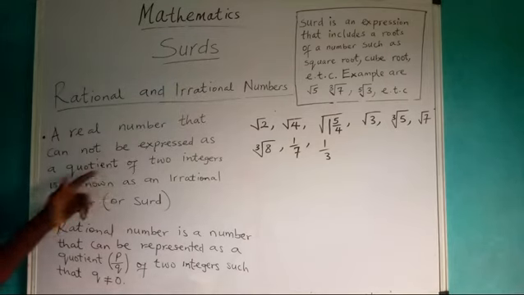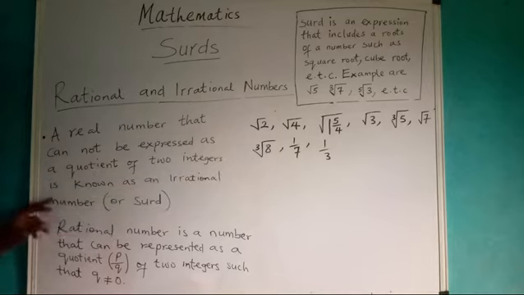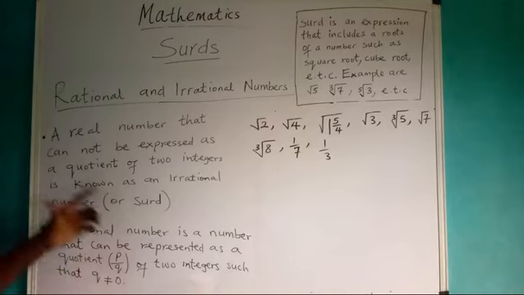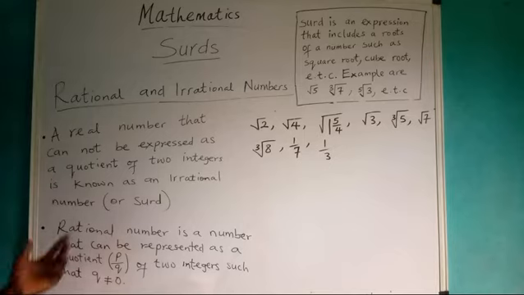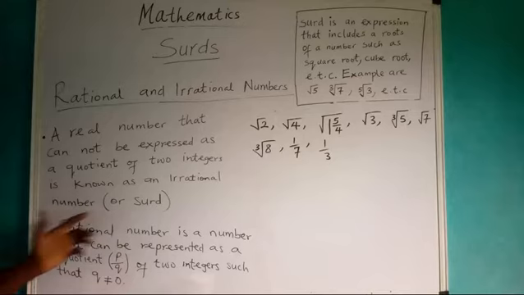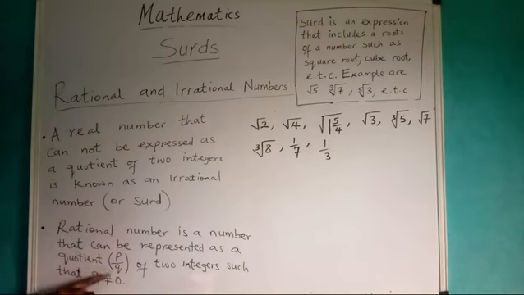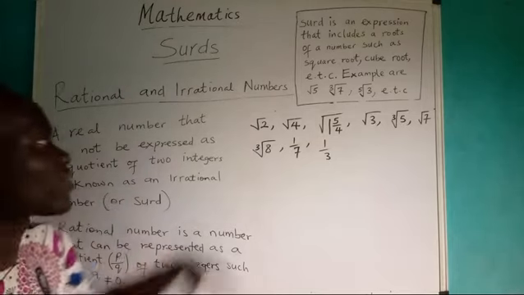A real number that cannot be expressed as a quotient of two integers is known as an irrational number. Or a real number that cannot be expressed as a quotient or a fraction of two integers is known as what? Irrational numbers. We can also put it this way: a real number that cannot be expressed as a decimal, whether repeating or recurring, is known as an irrational number or surd. But if you can express it in the form of a quotient, a fraction, or a decimal, then we call them rational numbers. Please note the difference between rational and irrational numbers.